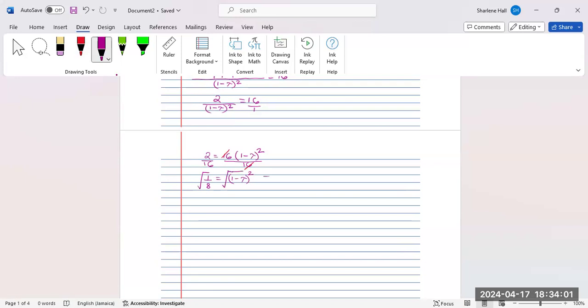And then in order for me to find lambda, you would also agree with me that I need to find the square root. So we have the root of 1 over 8 equals plus or minus 1 minus lambda, because now I get rid of the squared sign. I have 1 over 8 equals 1 minus lambda squared, so I'm taking the square root of both sides. When I take the square root of both sides, I'm going to have the root of 1 over 8 equals plus or minus 1 minus lambda, because this square is gone.